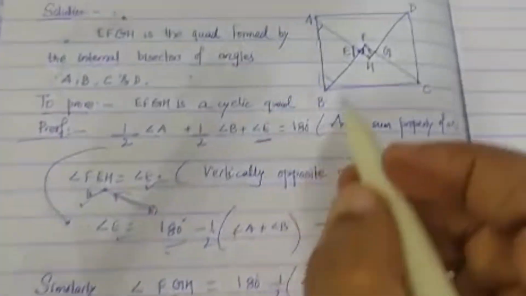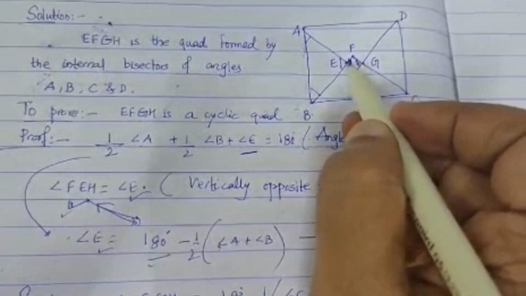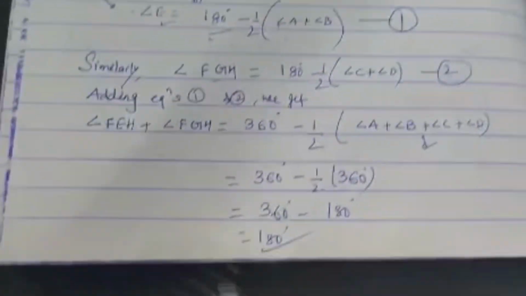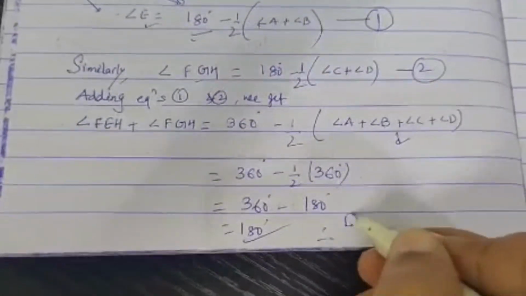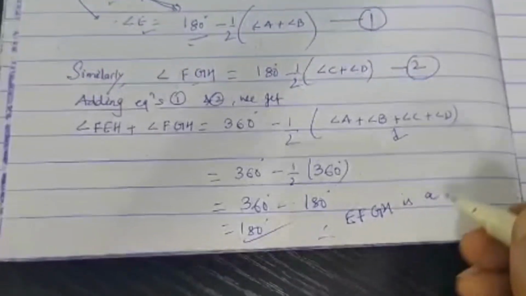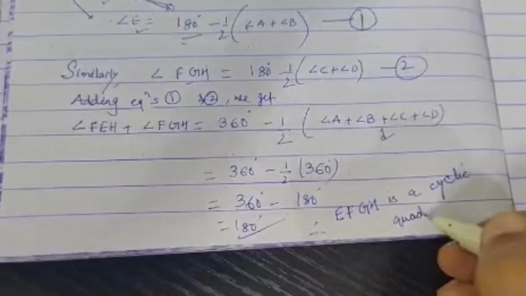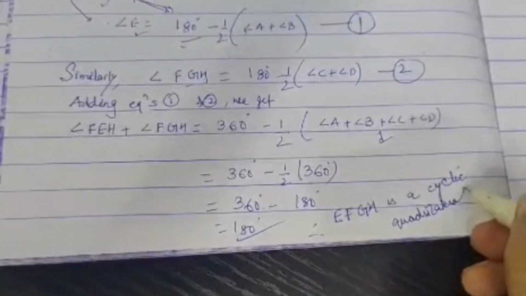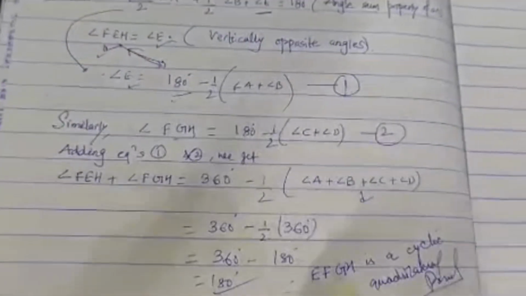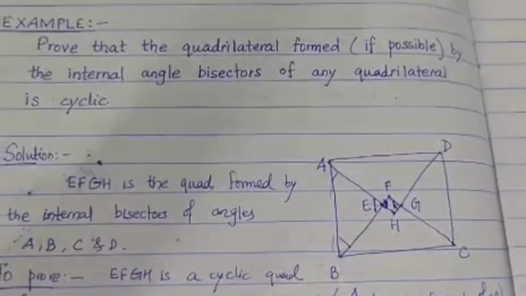And now the opposite pair of angles are supplementary, making 180 degree. That means this EFGH is a cyclic quadrilateral. Therefore EFGH is a cyclic quadrilateral by the converse of the theorem we have studied. This is the converse which we have studied. So EFGH is a cyclic quadrilateral. All right. So it was a very good question.